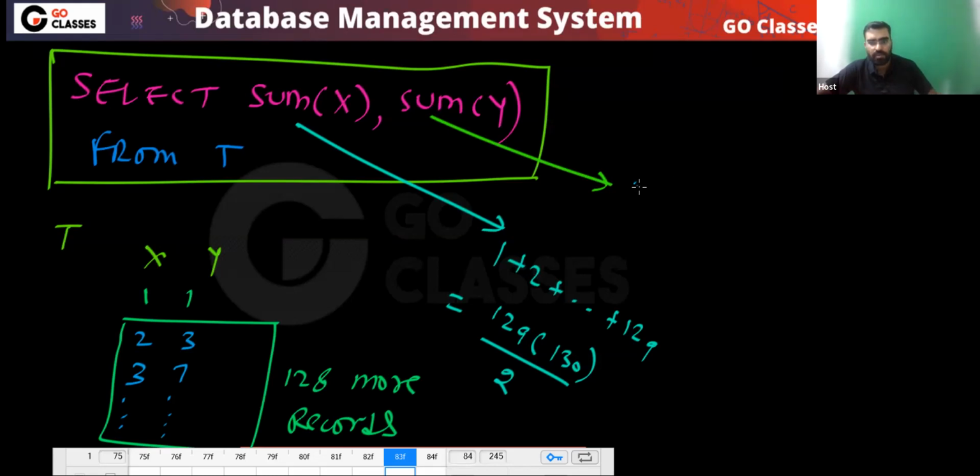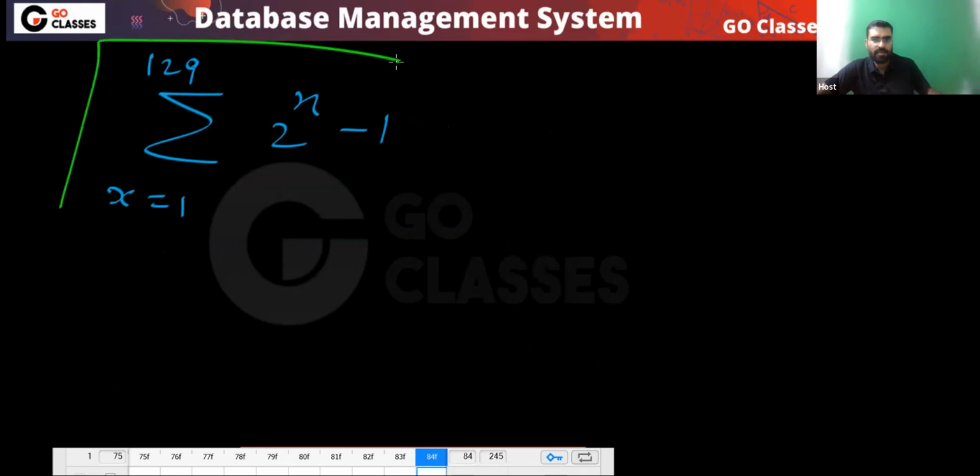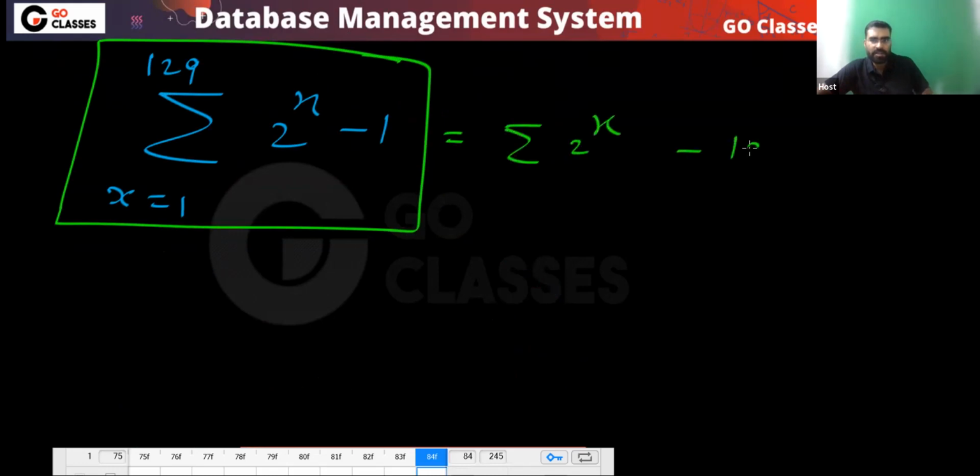Okay, so you will do the summation of all of them. Basically, this will be the summation of 2 power x minus 1, where x is going from 1 to 129. Correct? Yes or no? So I can say it is the summation of 2 power x, minus 129. This minus 129 you will remove. Here x is going from 1 to 129.